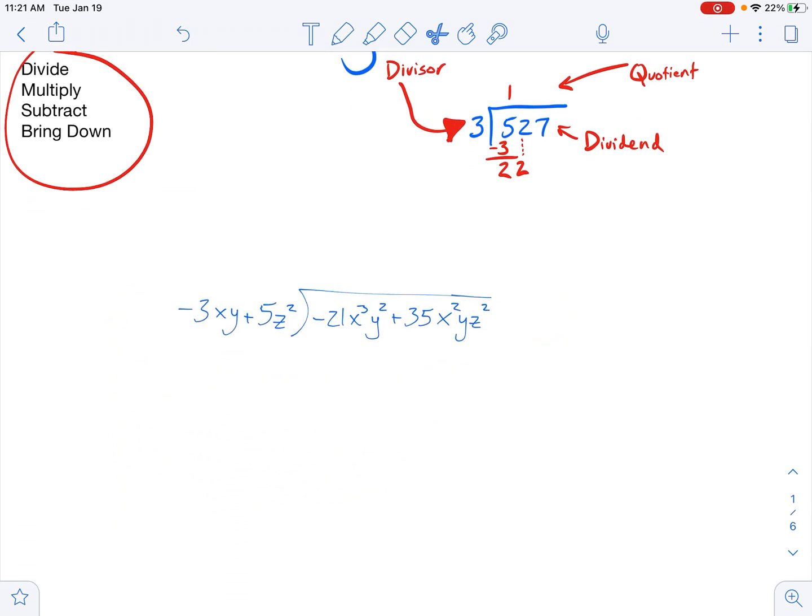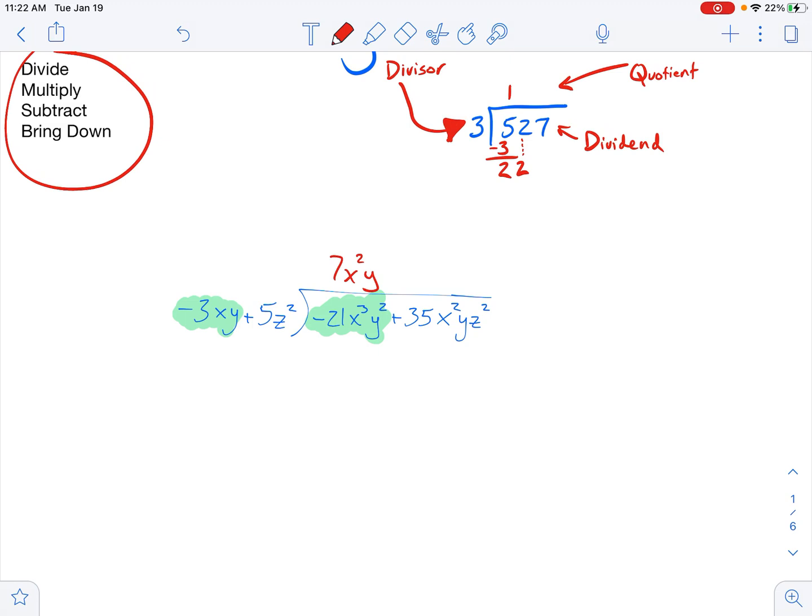Suppose we have something that looks like this. For starters, what I want you to do is just focus on the first terms. That's going to be the key here. And so negative 3xy times what will give me negative 21 x cubed y squared. So I know I need a 7, I need an x squared, and I need a y.